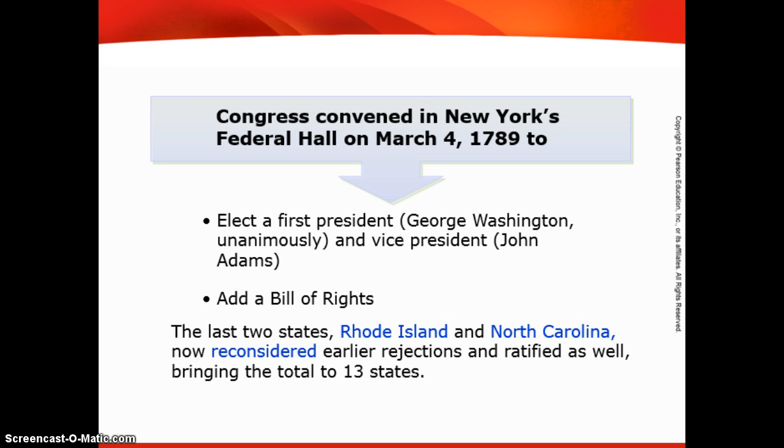Congress convened in New York's Federal Hall on March 4, 1789, to elect a first president. George Washington was voted unanimously. The person that got the second highest number of votes was made vice president, and that will be John Adams of Massachusetts. The first thing they were going to do was add a Bill of Rights.